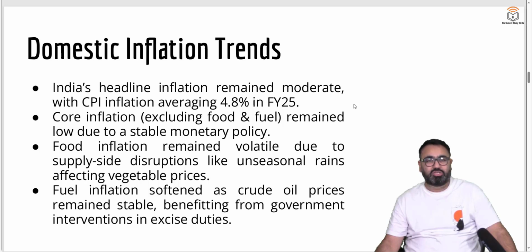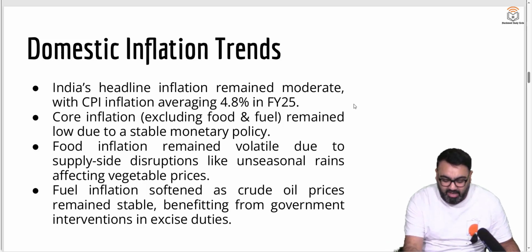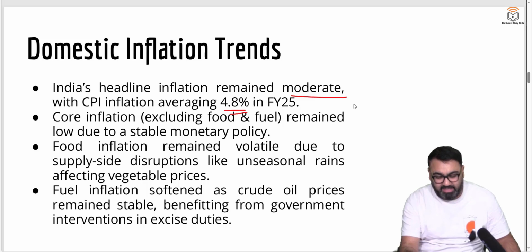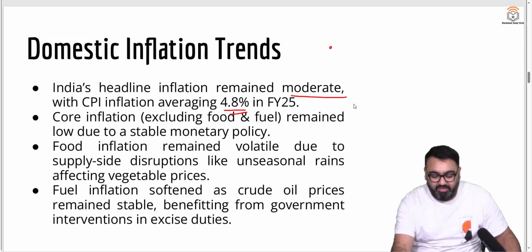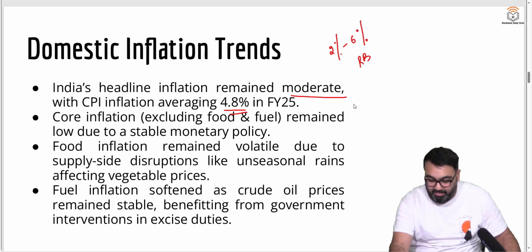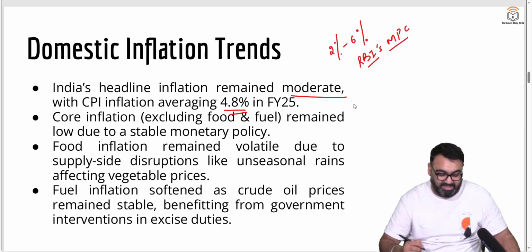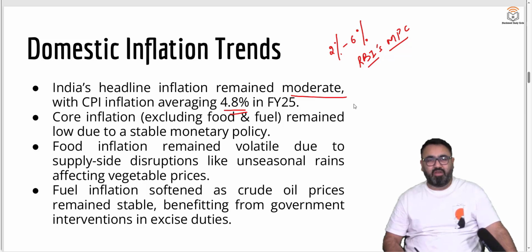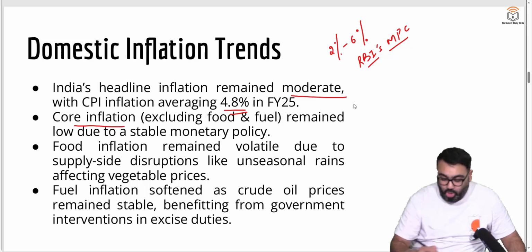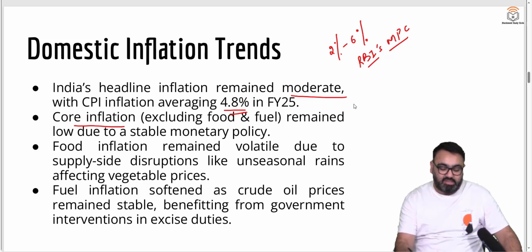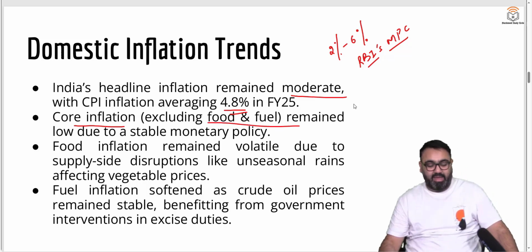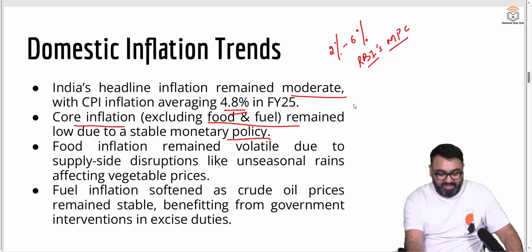Now, the economic survey talks about inflation in the country. That was about international inflation; domestically, a few things. Number one, our headline inflation remains moderate, averaging 4.8%. Again, please remember the target of inflation that we keep in the country is 2 to 6%, and it is the RBI's Monetary Policy Committee that has the responsibility to manage this inflation. Some other parts of inflation, such as core inflation: when core inflation is calculated, they don't consider food and fuel. This remained low because of a stable monetary policy by the RBI.